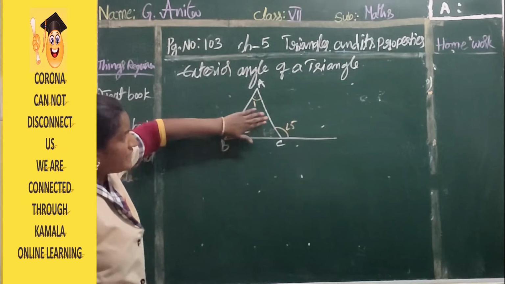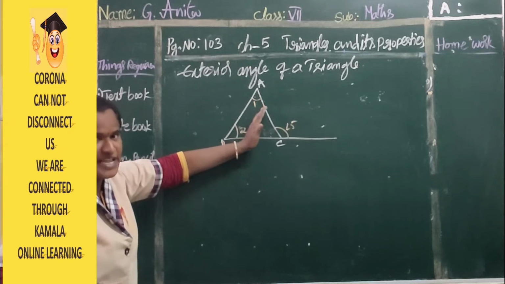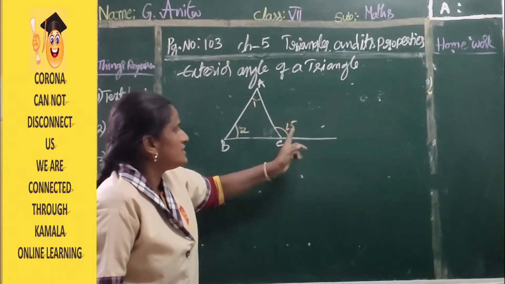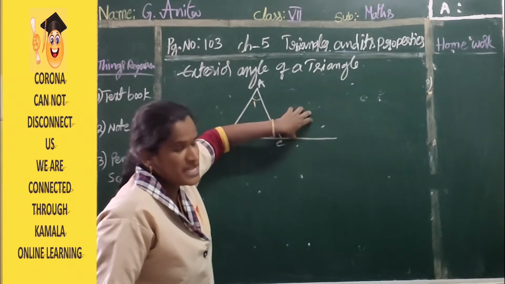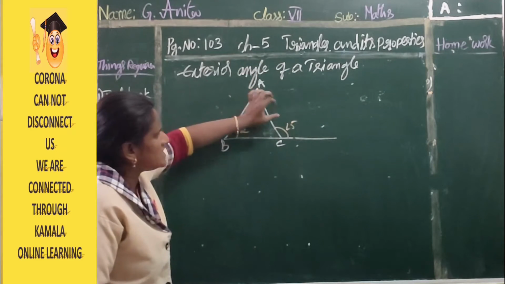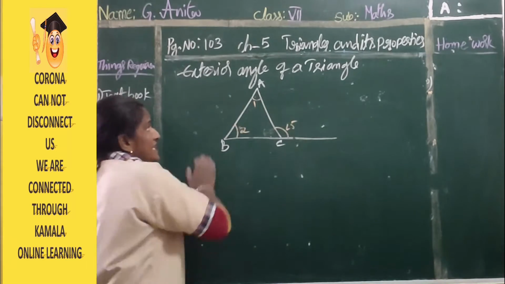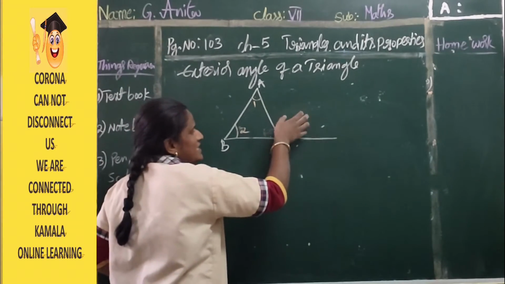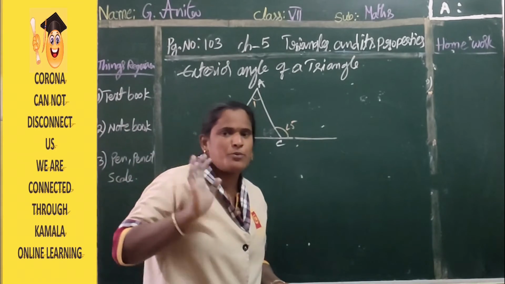Angle 1, angle 2 are inside the triangle. So that's why they are called interior angles of a triangle. This one is outside. So that's why this angle is known as exterior angle. So these are the interior angles, this is the exterior angle. Okay, clear children? So what is the exterior angle of a triangle? Angle 5 is the exterior angle of a triangle. So what is the exterior angle property?